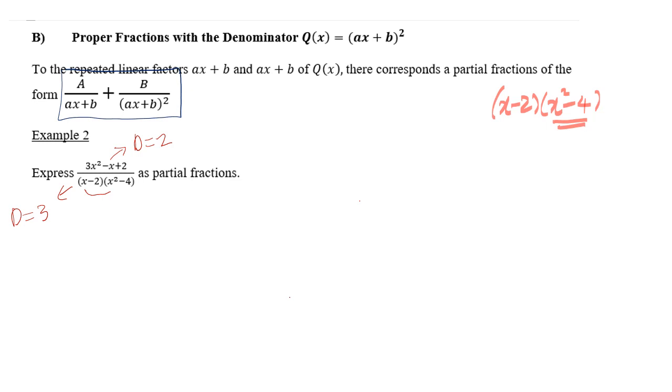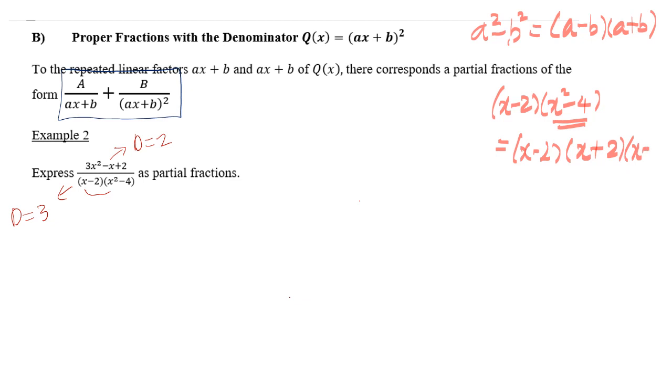can be factorized further. This one will have to remind you of your a squared minus b squared, which can be factorized into a minus b bracket a plus b. So hence your denominator will end up to be 3 linear factors where your x minus 2 is repeated. So I can combine them into a repeated form.